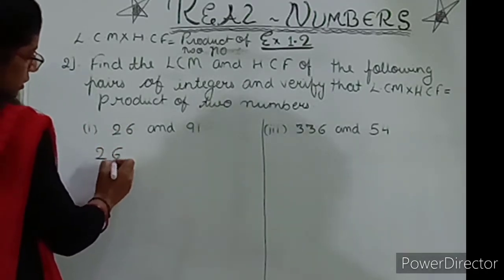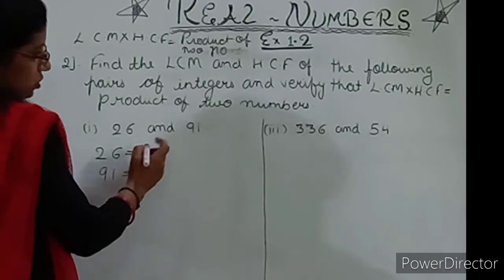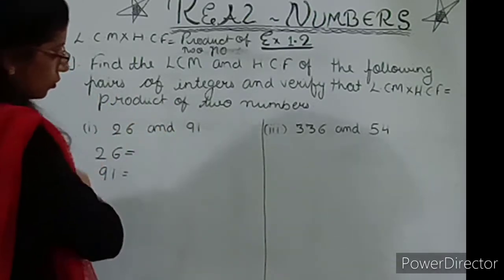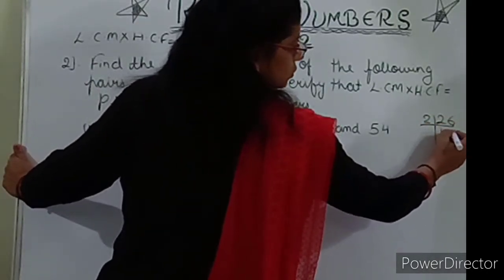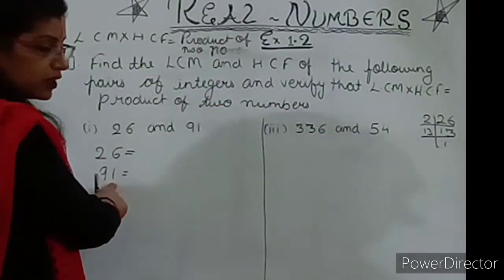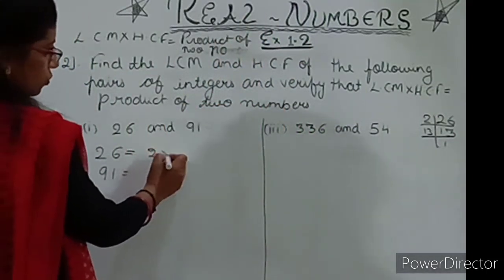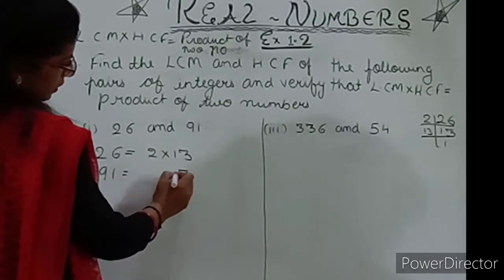So I am writing 26 and 91 here. Do the prime factorization. You will do it in your rough: how you can do it, factorize 26. 2 ones are 2, 2 13s are 26, and 13 ones are 13. Same way we can do the prime factorization of this. So 2 into 13 is coming for 26, and 13 7s are 91.